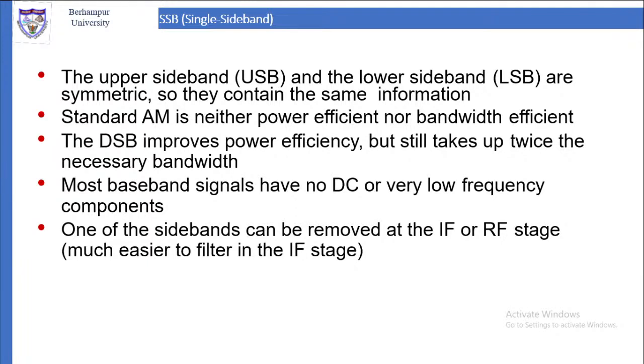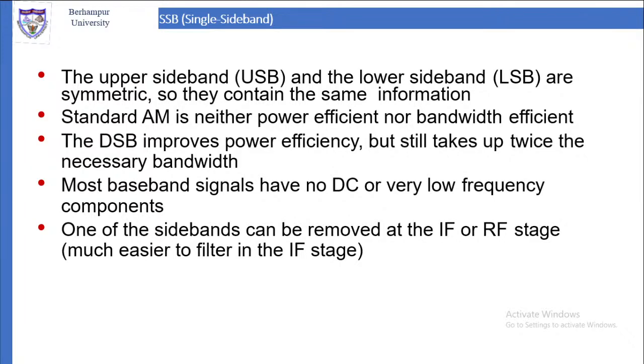Standard amplitude modulation, AM, is neither power efficient nor bandwidth efficient. That we have already seen. Standard AM is not power efficient because of the DC. Since there is a DC, it consumes more power, so that power is an unnecessary waste. It is also not bandwidth efficient because we have two sidebands containing the same information. So we are automatically wasting one bandwidth.